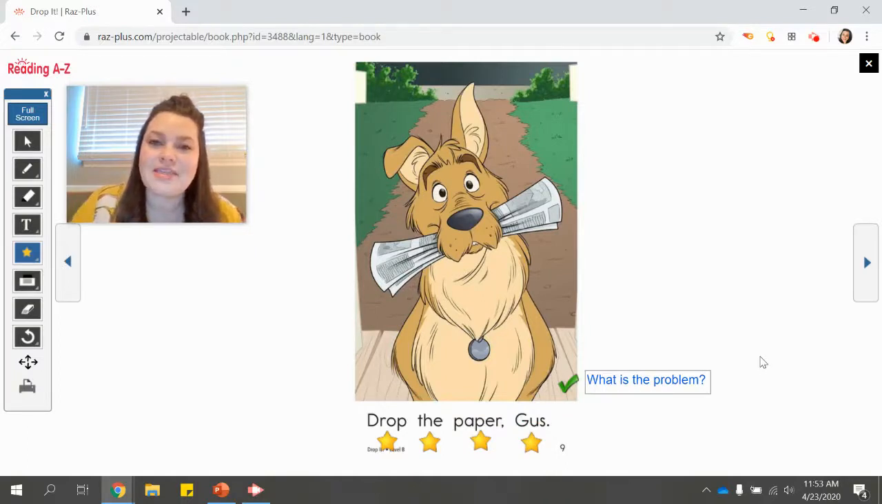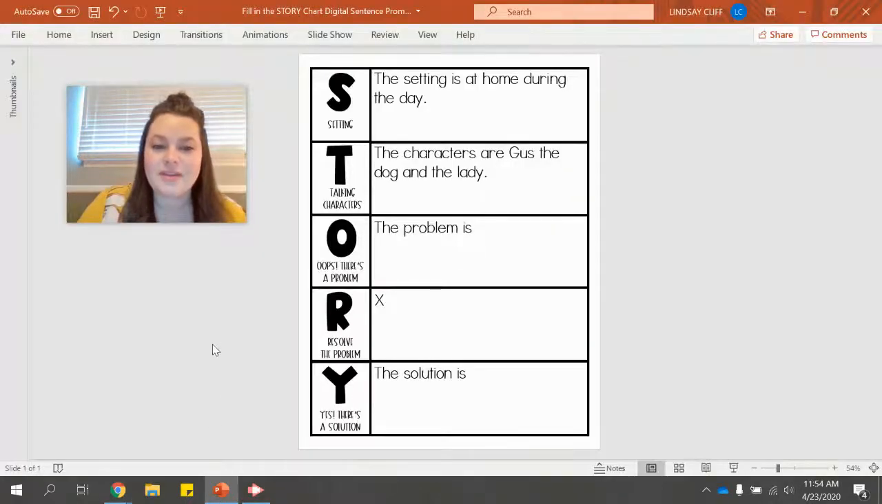Now, let's stop and think about what the problem is here. Let's pause, think about what the problem is in the story. I want you to come back to your story elements chart. For oops, there's a problem. And I want you to fill out what the problem is in this story. So pause the video and go ahead and do that now.